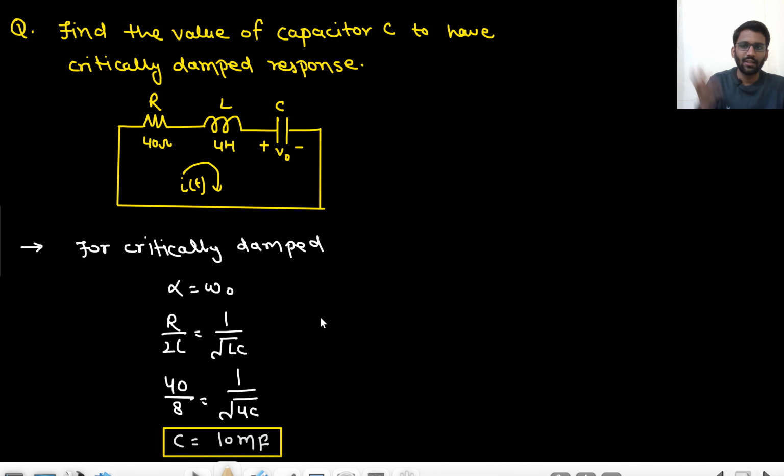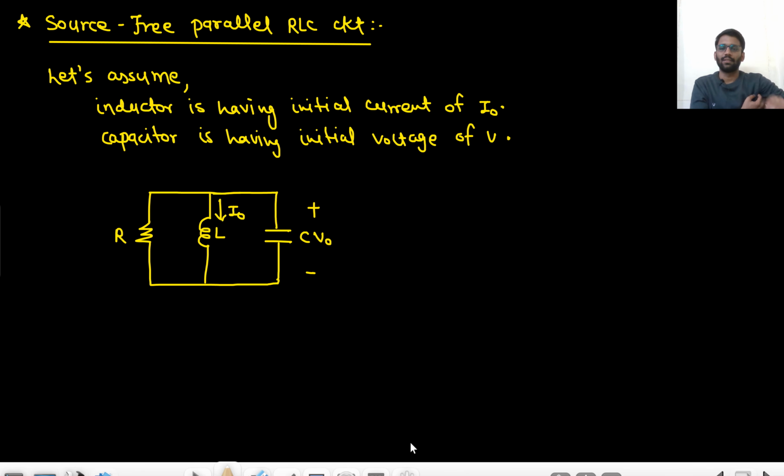Then we saw this example, this is a series RLC. For critically damped, alpha should be equal to omega naught. So from there you get the value of capacitor C. Okay, now we will see parallel RLC. Okay, so let's see the concept of parallel RLC circuits.